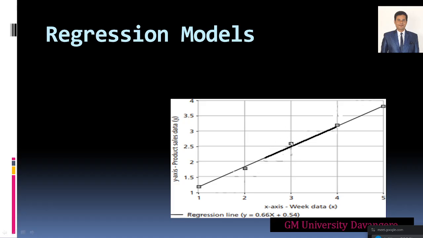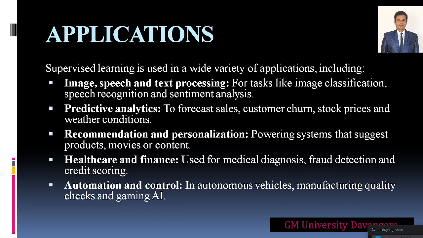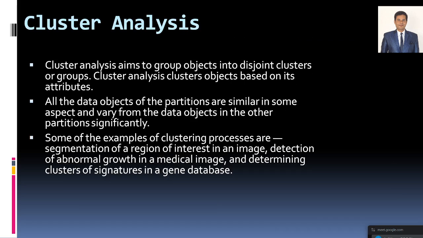If the color is, if you want to set in that group, isn't it? If the color is yellow over here, right? Yellow, then it will try to set in that group and it will try to understand that analysis, right? So that is what it will make in unsupervised learning, right? That is called clustering. It aims to group the objects into disjoint clusters or groups. Analysis clusters objects based on its attributes.